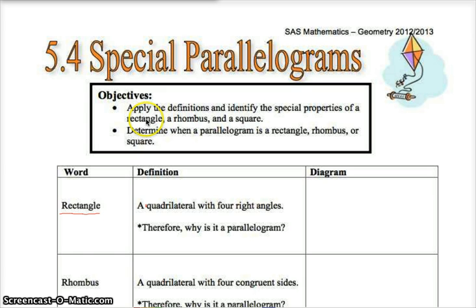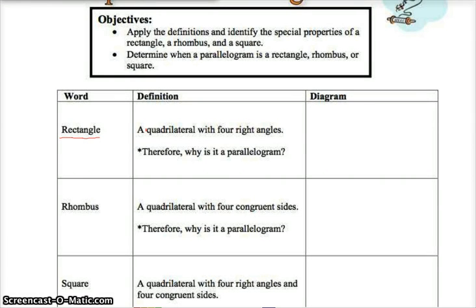So they will be the rectangle, the rhombus, and the square. So we will apply definitions, identify special properties of these three things, and we will determine when a parallelogram is a rectangle, a rhombus, or a square.